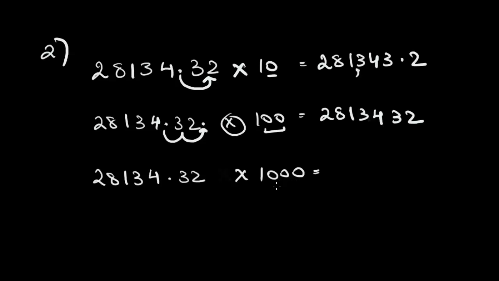Next, we have to multiply 28134.32 with 1,000. 1,000 has 3 zeros. So we move the decimal 3 places right. 1, 2, and 3. And the decimal will end up here. Empty spot is going to be filled up with a 0. We can put it here, 2813432.